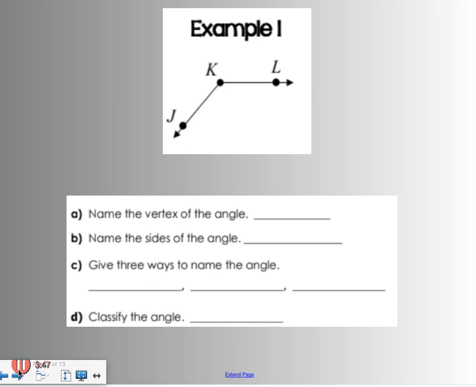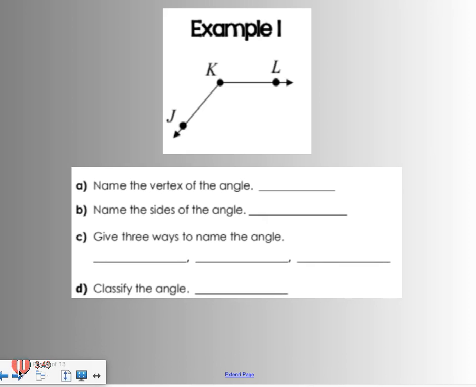Okay, little example here. Name the vertex of an angle. What do we know? K, right? It's in the middle. Name the sides of the angle. Ooh. So remember they're rays. How do you name a ray? How would I name this right here? KJ with the ray. What about the other one? KL. Remember that endpoint has to go first.